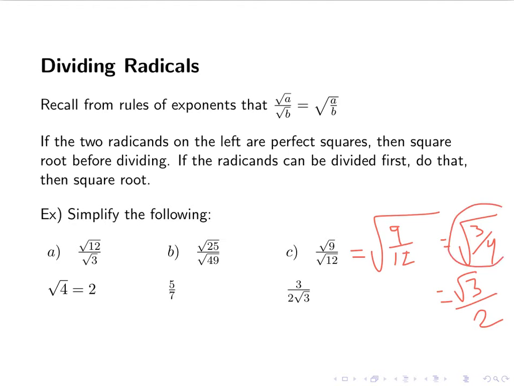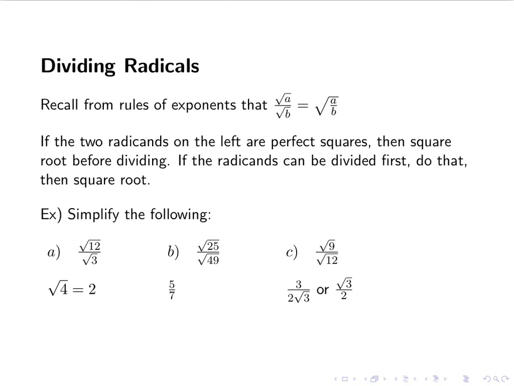Notice in this one, the square root is over the whole fraction, whereas in this one, the square root is just in the numerator. So you want to be really careful when you're writing square roots and fractions, and you want it to be very clear what is actually inside the square root. So I can have either 3 over 2 root 3, or root 3 over 2, and we'll see in a little bit that those are actually the same thing. Okay, so either one is perfectly fine, and they're both correct.